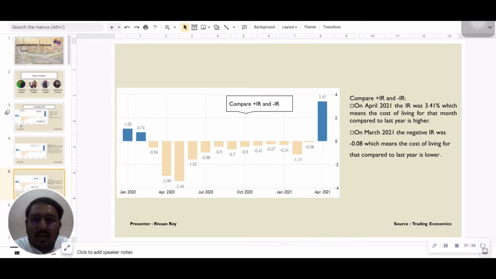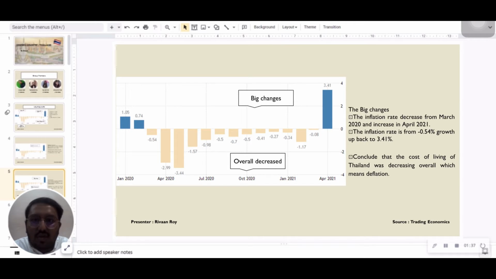After that, I want to talk about the big changes in the inflation rate. The inflation rate decreased from March 2020 and increased in April 2021. So the inflation rate went from negative 0.54% growth back to 3.41%. Finally, I conclude that the cost of living of Thailand was decreasing overall, which means deflation.